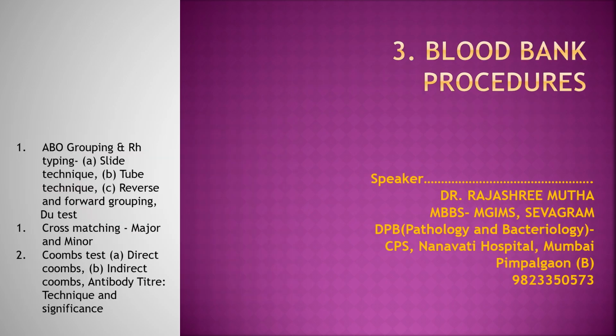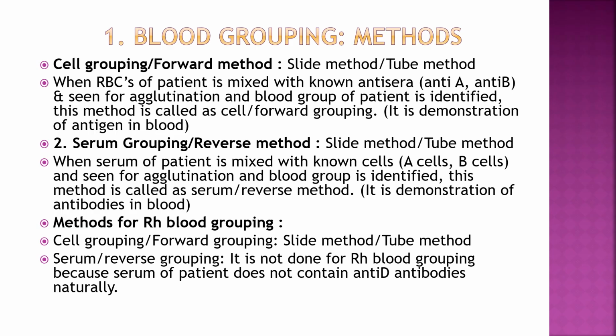So today we will see the blood bank procedures: blood grouping, cross matching and Coombs test, and their different types. Now, methods of ABO blood grouping. There are mainly two methods, forward and reverse. Forward is also called cell grouping and reverse is also called serum grouping.